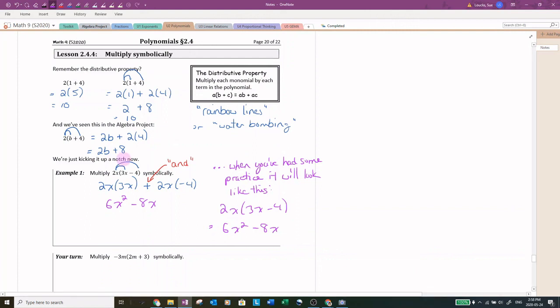But for now, I'd really like you to write it out this way at least a couple of times so you understand what it is you're doing. You have 2x of this thing and you have 2x of the other thing, and then you're multiplying each chunk individually, okay? And then remember that 6x squared and 8x are not like terms, so you can't combine those. I cannot make this any simpler than 6x squared minus 8x because they're not the same thing. I can't add them together at this point.